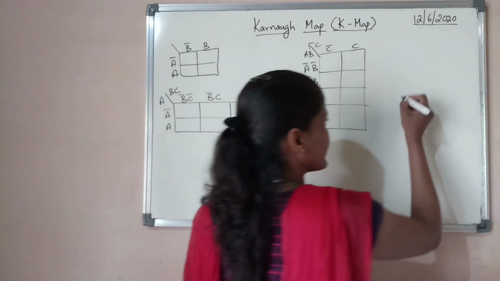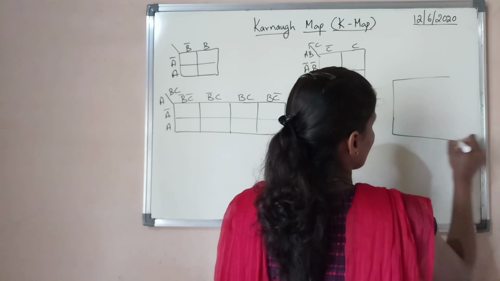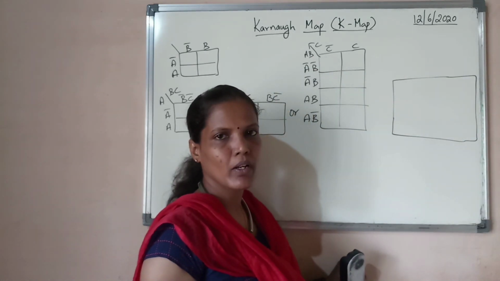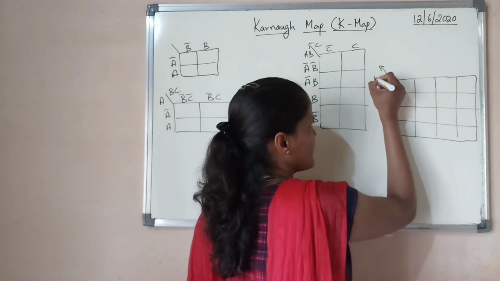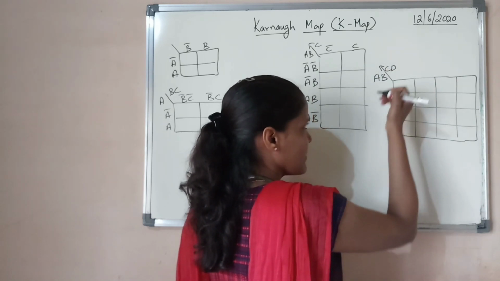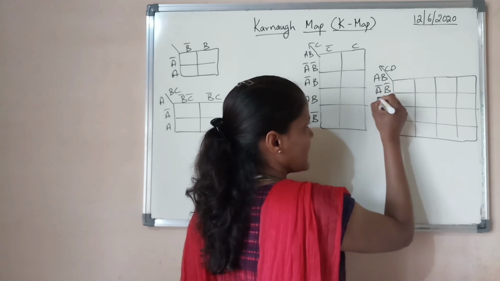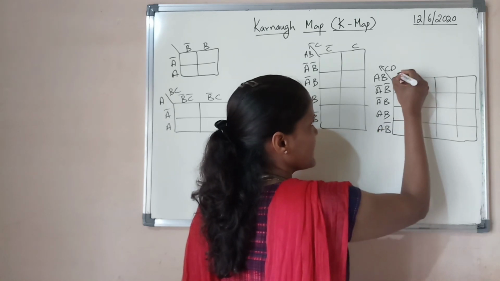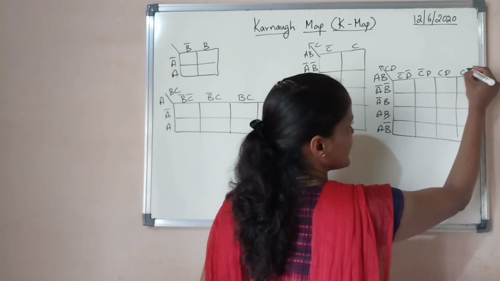When I'm having 4 different variables, the K-map will be, I'll be getting 16 cells. 2 to the power of 4 is equal to 16 cells, and the structure will be like this. I'm having 4 variables, A, B, C, and D. So here I'm going to write the A, B variables, and here the C, D variables: A bar B bar, A bar B, A B, A B bar. And here C bar D bar, C bar D, C D, C D bar.